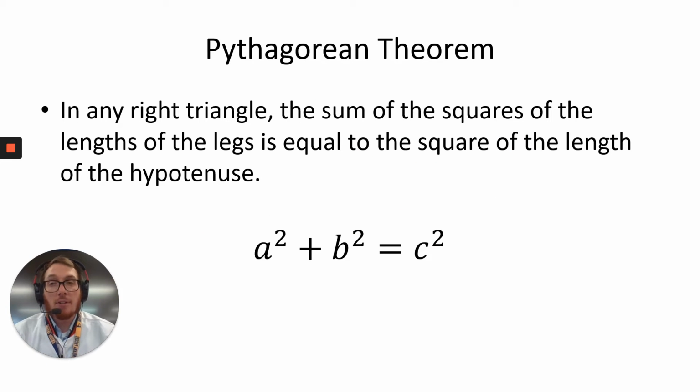So the Pythagorean theorem says if you have a right triangle, then the sum of the squares of the lengths of the legs is equal to the square of the length of the hypotenuse. So it's A squared plus B squared equals C squared.